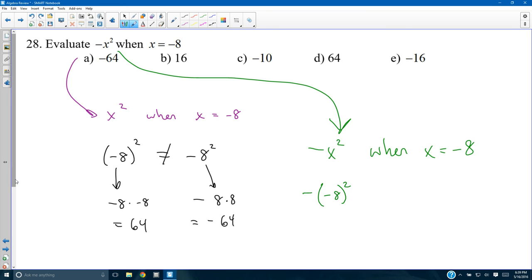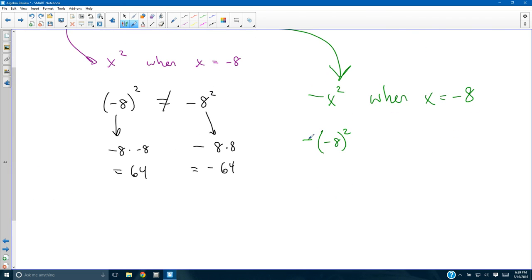Now, one of the things you want to make sure you don't do, once again, is distribute this negative into here before you square first. Exponents come before what? Subtraction and multiplication. So we are going to square negative 8 first, which as we know is positive 64. So we're going to take the opposite of 64, which is negative 64. There's your answer. That's the value that applies for this one.